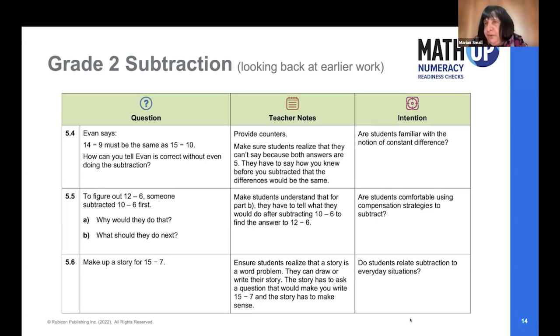Make up a story for 15 minus 7. And we've actually rewritten make up a story because kids are actually writing stories. So it will soon say, give us a situation where students would do 15 minus 7. And so you'll see the intentions.